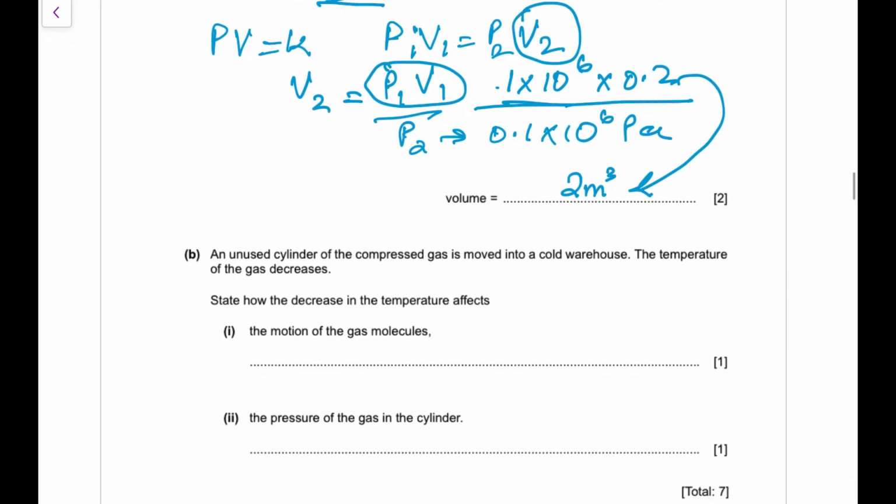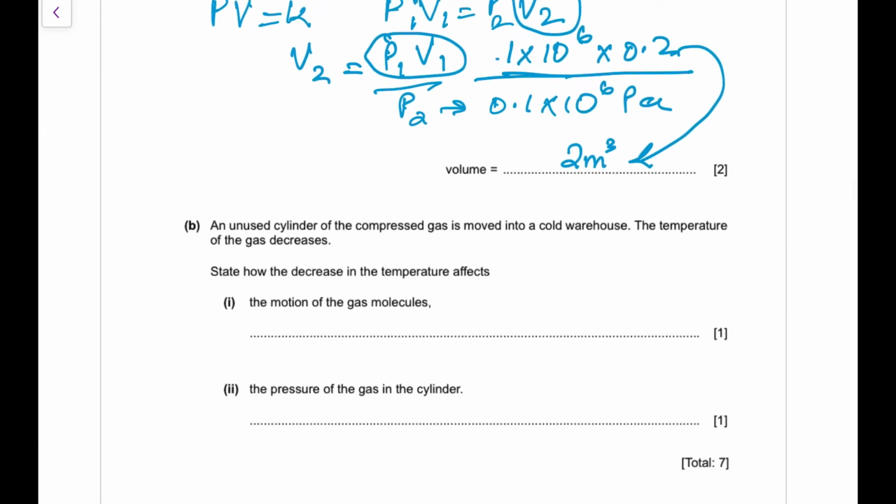Part b. An unused cylinder of the compressed gas is moved into a cold warehouse. The temperature of the gas decreases. State how the decrease in temperature affects the motion of the gas molecules. Because the temperature decreases, the gas molecules will slow down because their kinetic energy will decrease.